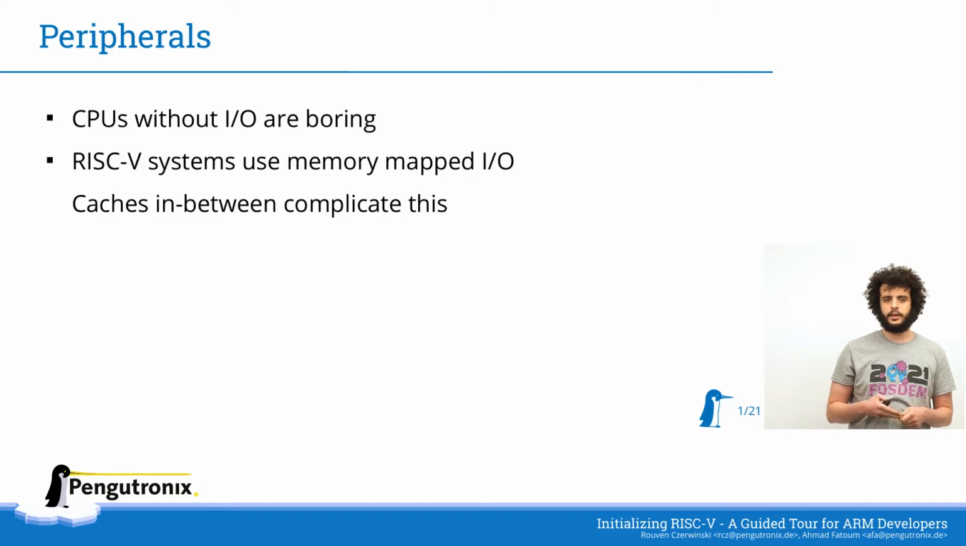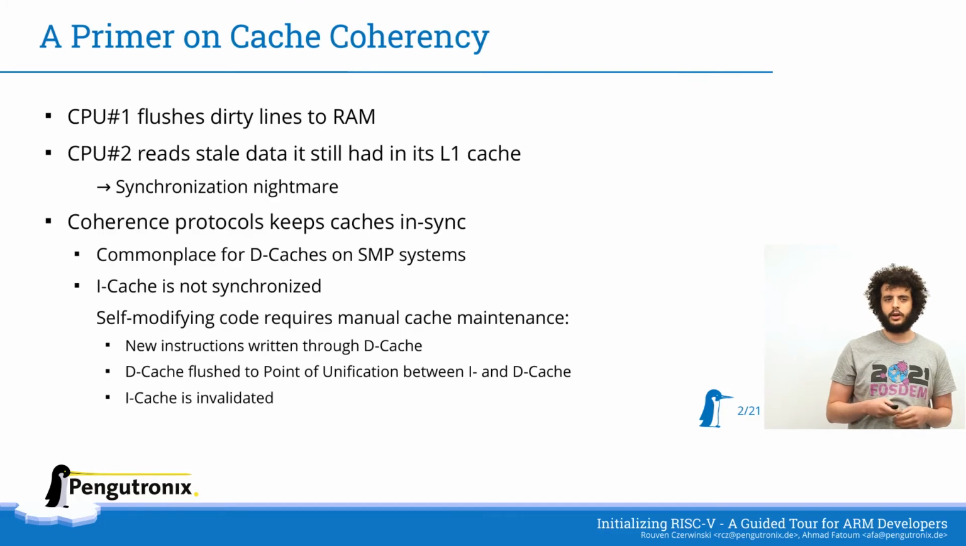This works, but having caches in between can complicate this. So we are all on the same page, let's have a quick primer on cache coherency. So we have two CPUs. Both CPUs have read some region of RAM and have it in their L1 cache. So CPU 1 has modified that region and then flushed it out to RAM. And then CPU 2 wants to access the same region, but it has stale data from before CPU 1 has written its data in its own L1 cache. And then it will access this stale data.